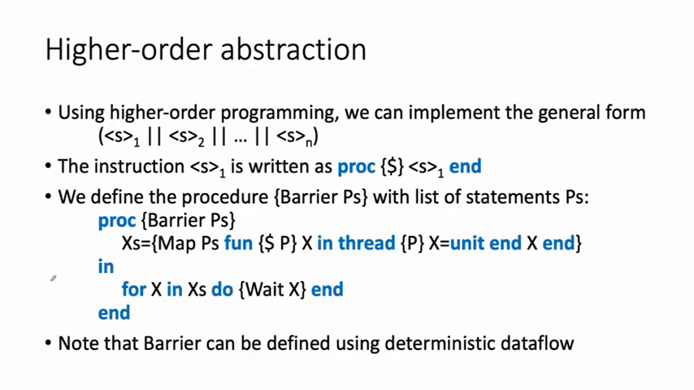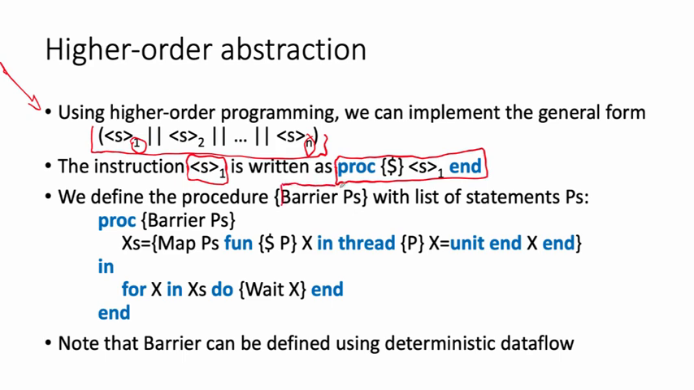We're going to use higher order programming to implement a general form of concurrent composition where we have n instructions from S1 to Sn. And we can write these instructions in the language using higher order procedures. So the instruction S1 will be an anonymous zero argument procedure here. So this is something we can give as an argument then. We will define a procedure. I will call it barrier because concurrent composition is sometimes called barrier synchronization.